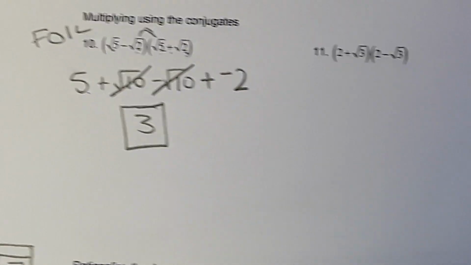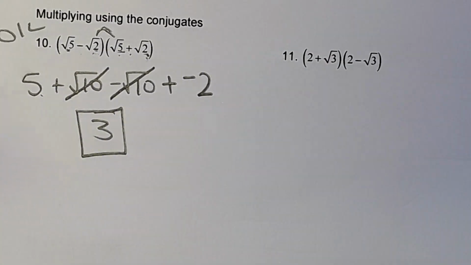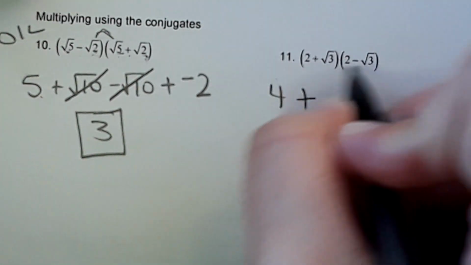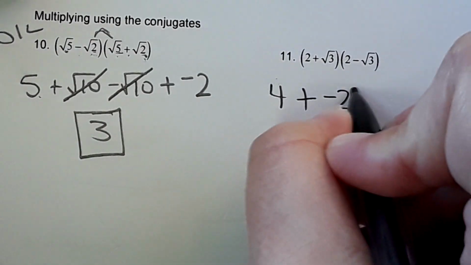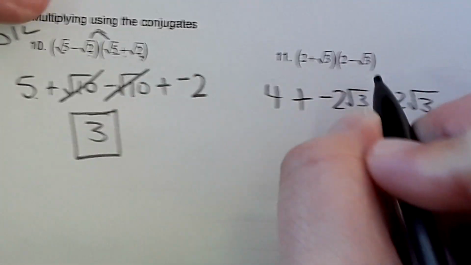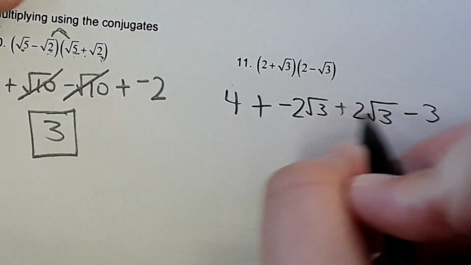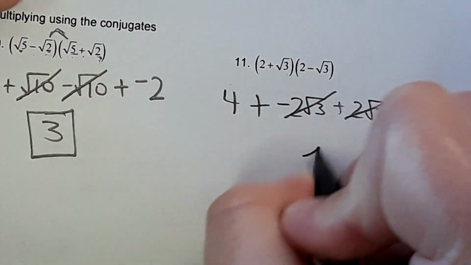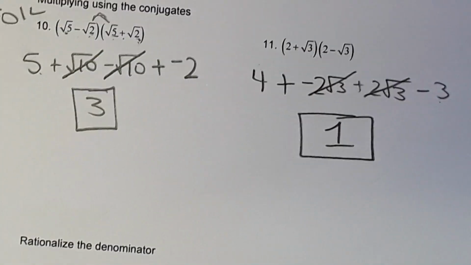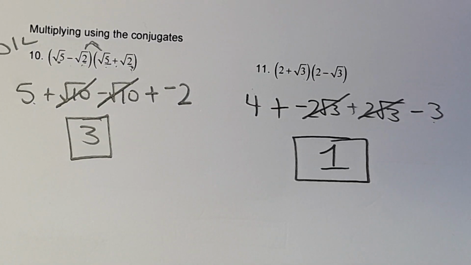Okay, and we'll repeat with number 11. Foiling first, 2 times 2 is 4. Outside would be negative 2 square root of 3. Inside, 2 square root of 3. And then last, minus 3. These cancel. 4 minus 3 is 1. So these are called conjugates because they make things cancel.